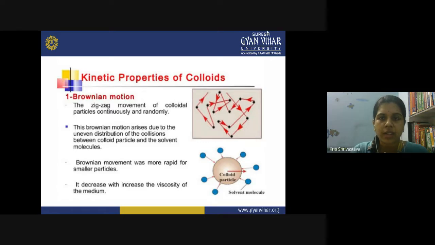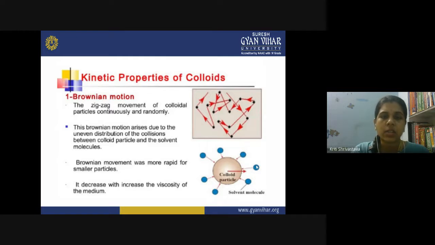The first and very important kinetic property of colloid is about the motion. So it is the Brownian motion of the colloidal particles. When we are discussing the kinetic properties, we are mainly concerned with the motion of the colloidal particles, right? How do they move? That is the kinetic property. So the first kinetic property of sol is Brownian motion.